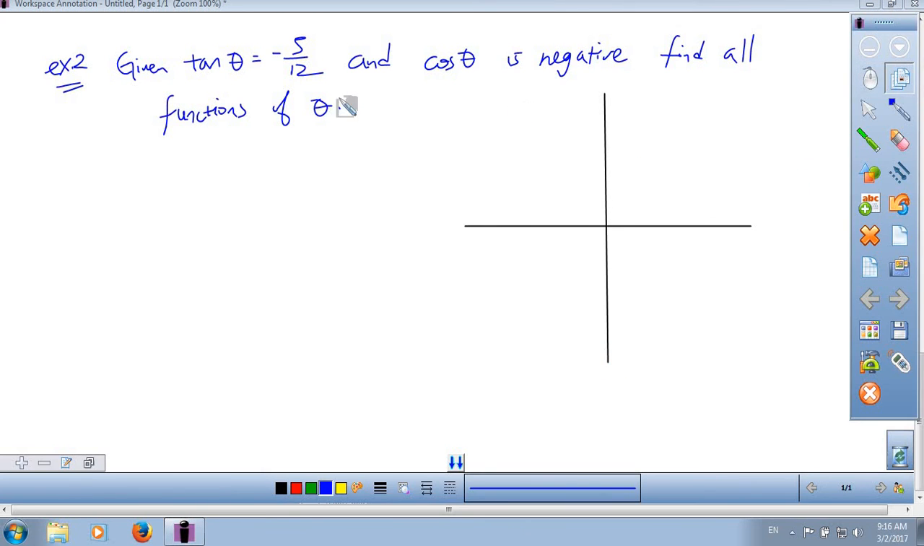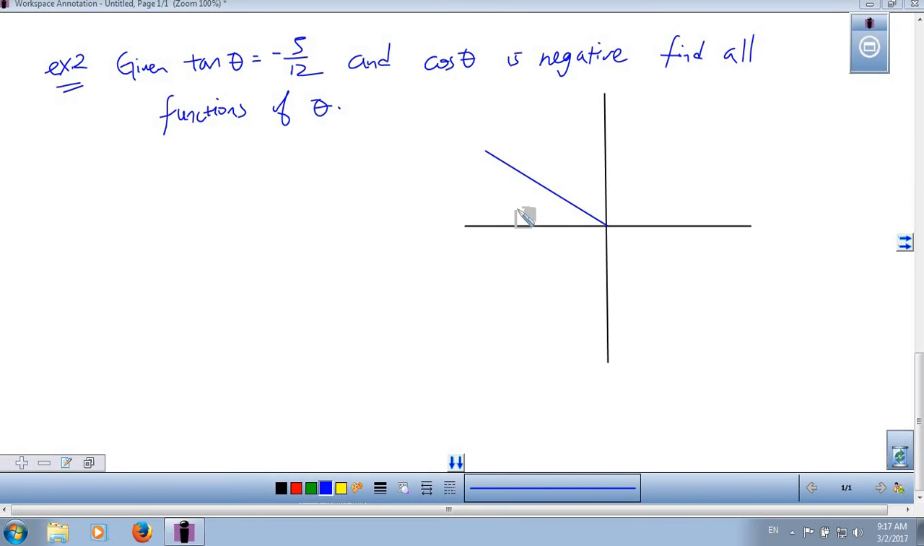Okay, it says tangent theta is negative 5/12, so tangent is negative. Now remember ASTC, right? So if tangent is negative, it can be in what? Quadrant 2 or in quadrant 4. But cosine is negative, so which quadrant is cosine negative in? Well, cosine is negative in the second quadrant because of ASTC. In the fourth quadrant, cosine is positive. So this angle has to be in quadrant 2. No, I'm sorry, in quadrant 2, both tangent and cosine are negative.